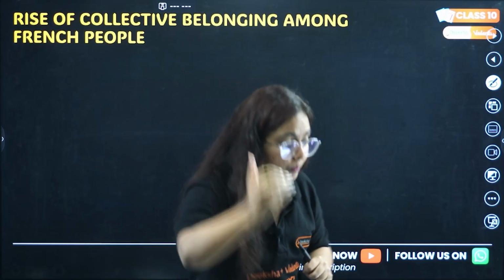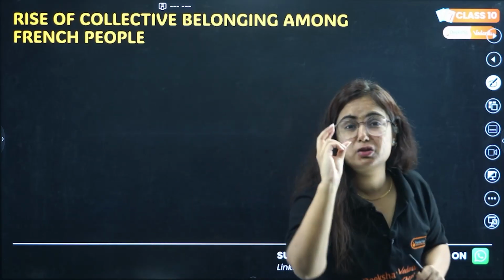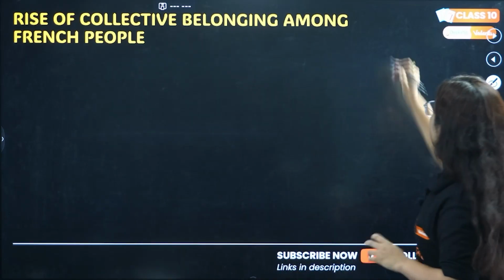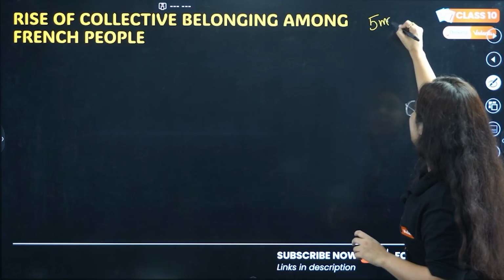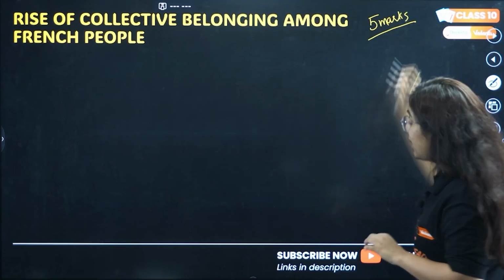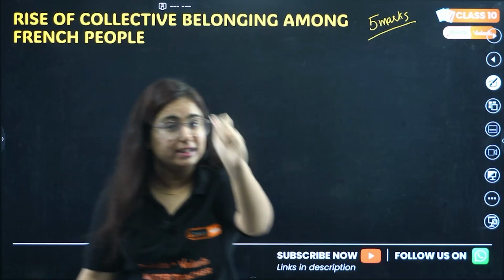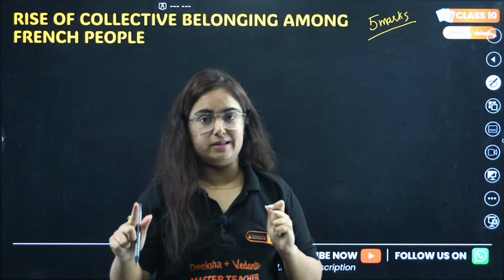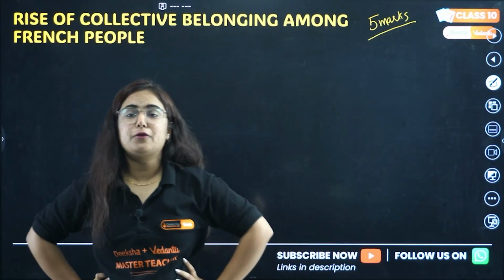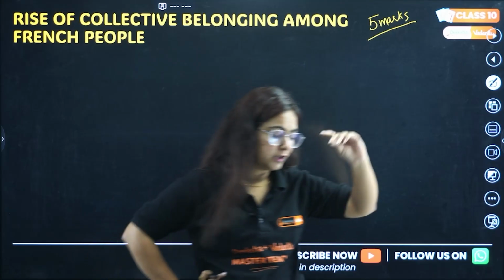Now, coming to the first main topic of the chapter, which is usually asked for 5 marks. Why I am referring to the marks first is so that you can take the topic seriously. The topic is the rise of collective belonging among the French people.